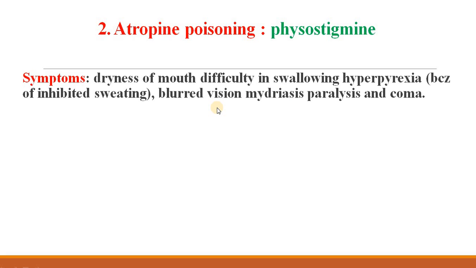Then blurred vision. Why? Because it is a mydriatic. Then mydriasis, encephalopathy, paralysis and coma. So these are the symptoms of atropine poisoning.